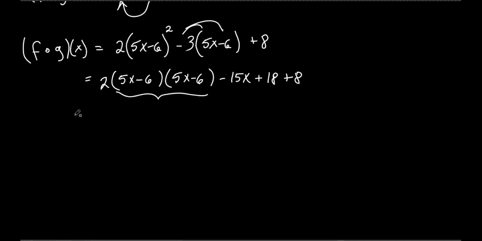Do you remember the FOIL method? Yeah. You did a ton of that last year in Algebra 2, didn't you? FOIL method? Yeah, you should have. Put the 2 here. I'm going to put parentheses because we're multiplying all this stuff right here by 2. Are we multiplying everything here by 2? No, just this thing right here. So let's do the FOIL method. First, outside, inside, last. So we multiply the first. What are we going to get? 25x squared.